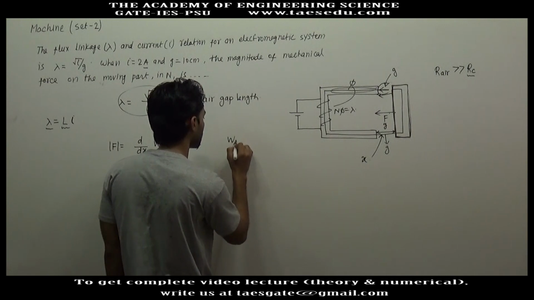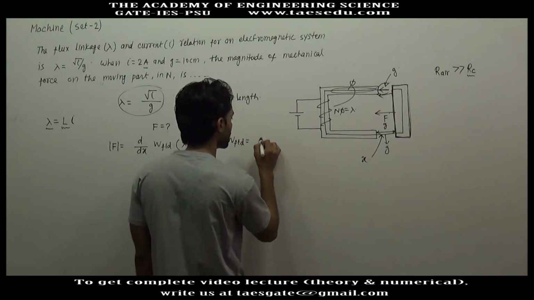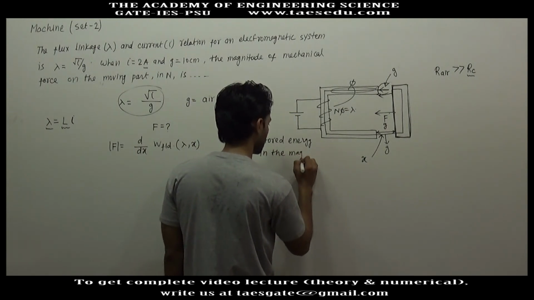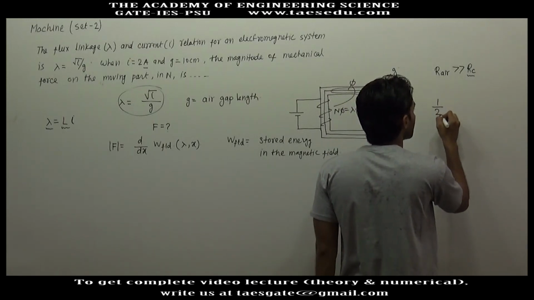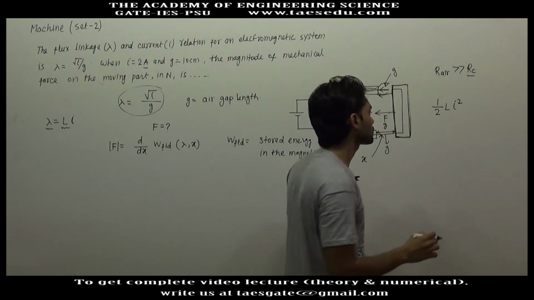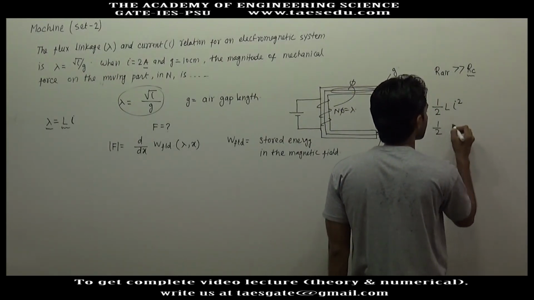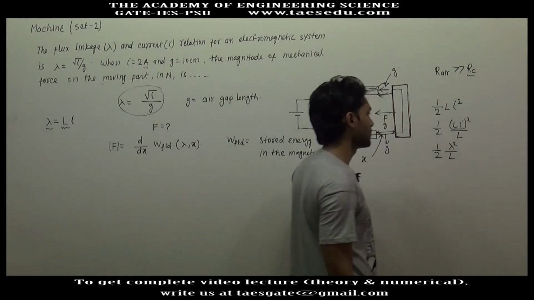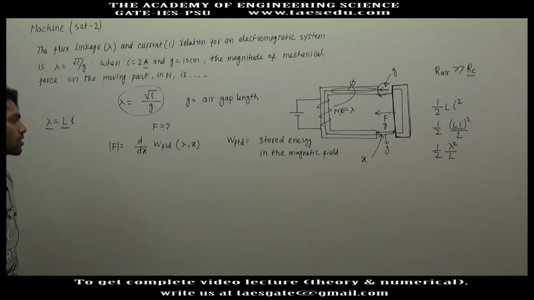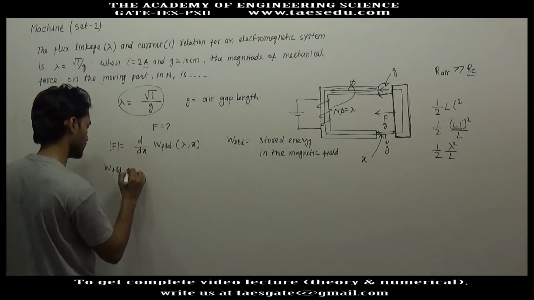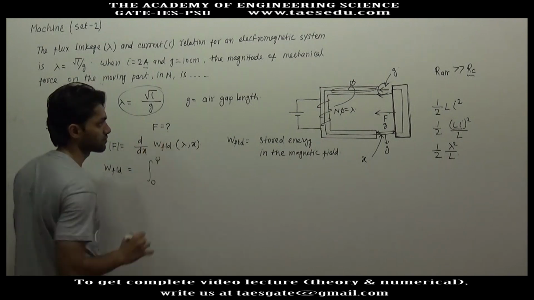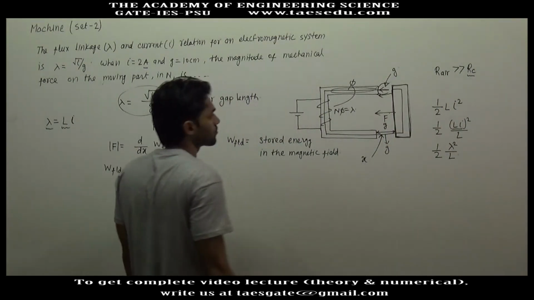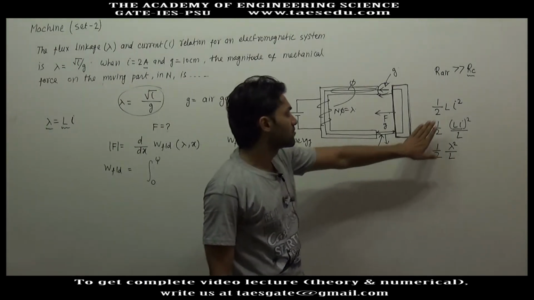where W field is the stored energy in the magnetic field. In a simple system, the stored energy in an inductance is half L I squared, or this can be written as half lambda squared by L, where L is constant. But in this case, to find the total stored energy, we will use this formula, integration from 0 to psi. When this bar was at infinity, there will be no stored energy. So we have to find the total stored energy when this bar moves from infinity to this position.